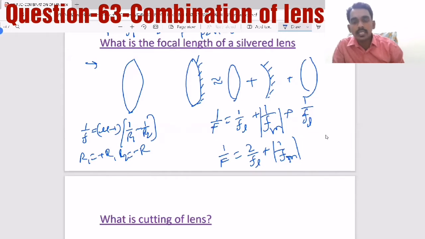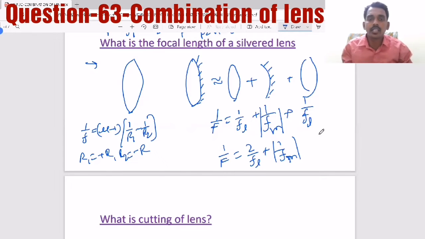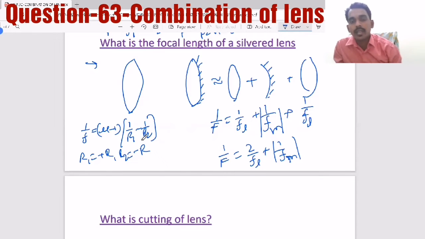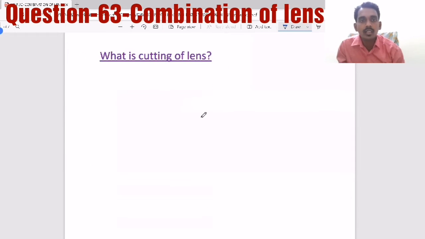So they can give any silvered lens. A plano convex lens may be silvered on one side. Either the plane side may be silvered, or the curved surface may be silvered, or a convex lens may be silvered on one side, or a concave lens may be silvered on one side. Then it acts like a mirror of some effective focal length. That effective focal length you can find from here, then accordingly you can calculate. It may act like a concave or convex mirror.